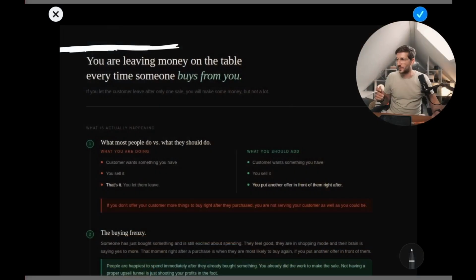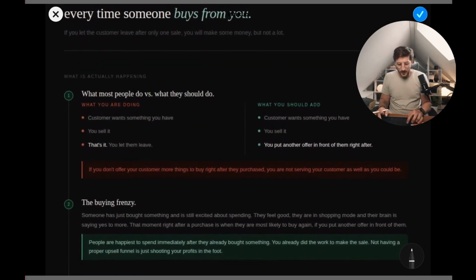So let's go firstly through what people do versus what they should do. Customers want something you have. This is the part where most people stop: you sell it, and that's it. You let them leave. They'll end up on your email at some point, and you'll try to upsell them through different methods. What you should add is this: your customer wants something you have, you sell it, and you put another offer in front of them right away.